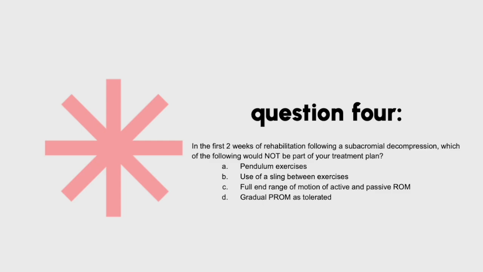Question 4. In the first 2 weeks of rehabilitation following a subacromial decompression, which of the following would not be part of your treatment plan? A. Pendulum exercise. B. Use of a sling between exercises. C. Full end range of motion of active and passive range of motion. Or D. Gradual passive range of motion as tolerated.